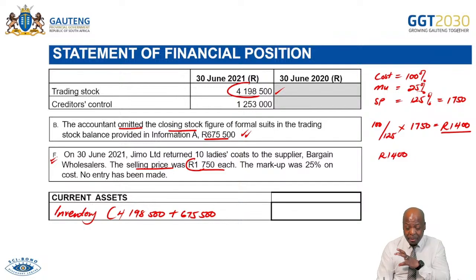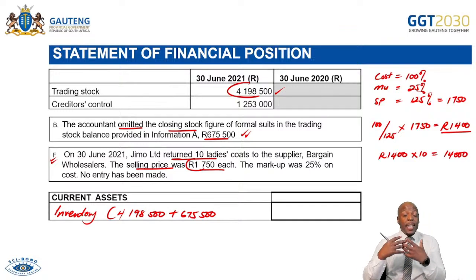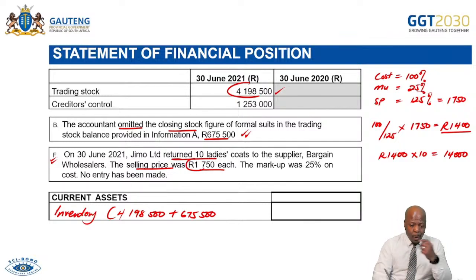Each coat is 1,400. And how many coats did we return? We returned 10. So we multiply that by 10. How much do we then get? 14,000. Okay, so we have returned inventory to the value of 14,000 back to the supplier, and we're told no entry has been made. So if inventory has been returned, we come here and say minus 14,000. That inventory is no longer with us, so we take it out of our business books, minus 14,000.